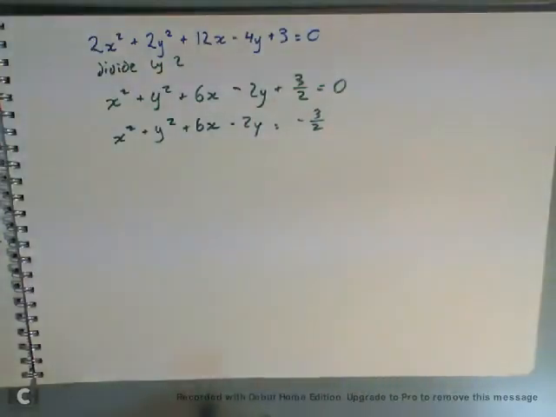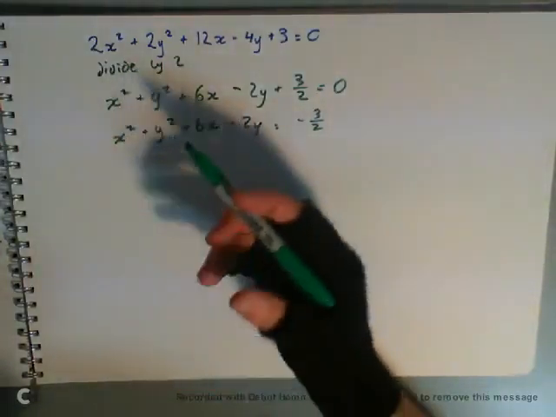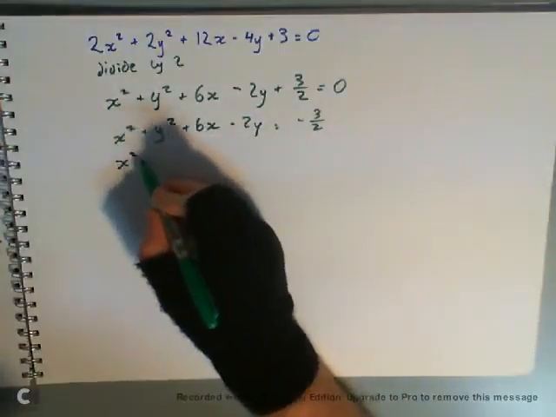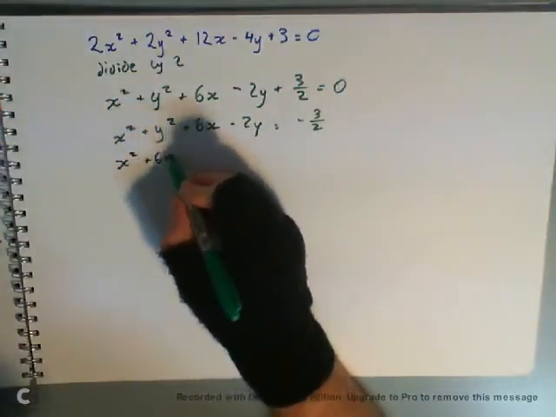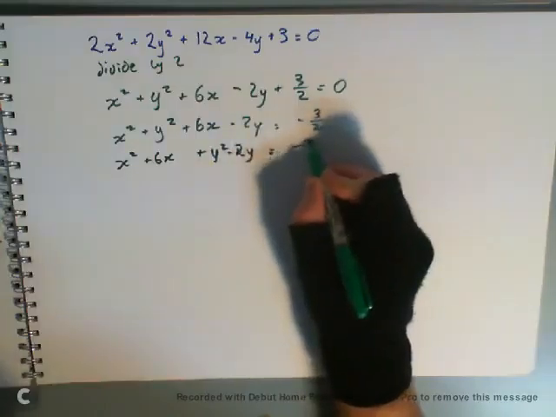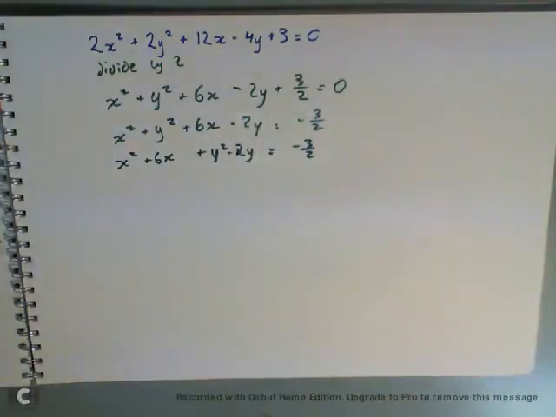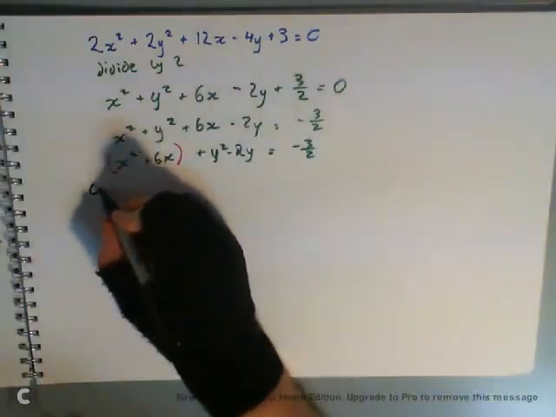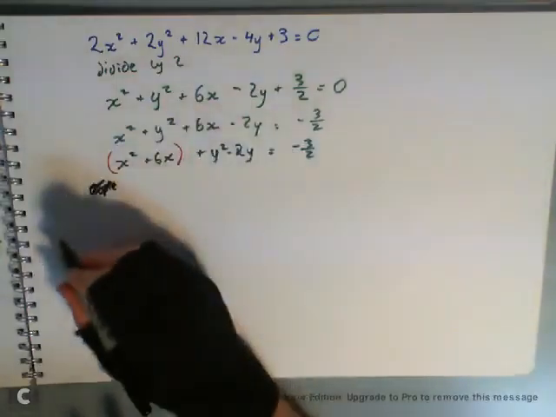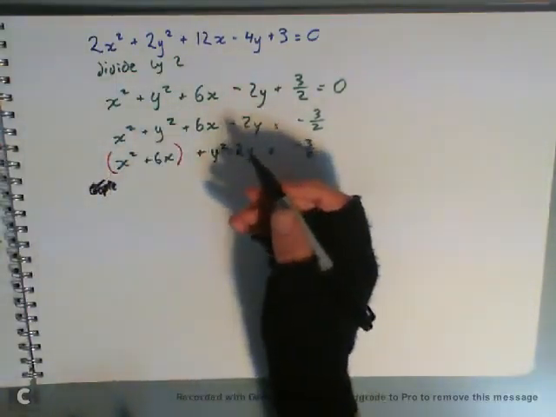Okay, where do we go from there? Well, let's just rearrange the x's and y's so they're together a little bit. So we'll have x squared plus 6x plus y squared, take 2y, and that's equal to minus 3 on 2. Okay, from that step, just looking at the x's. Now what I want to do is, if you remember back from chapter 3, I think, completing the square. Complete the square. Okay, so how do we complete the square?